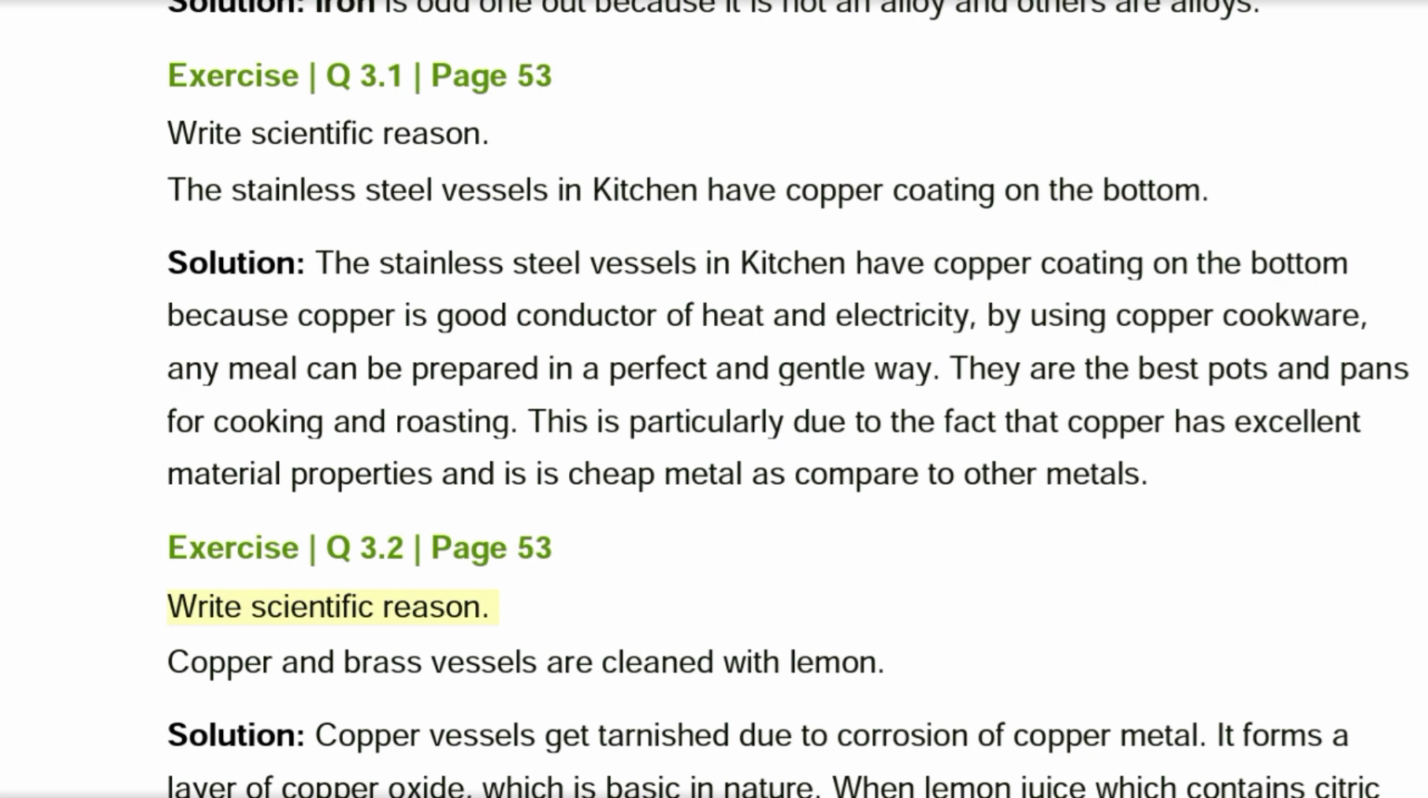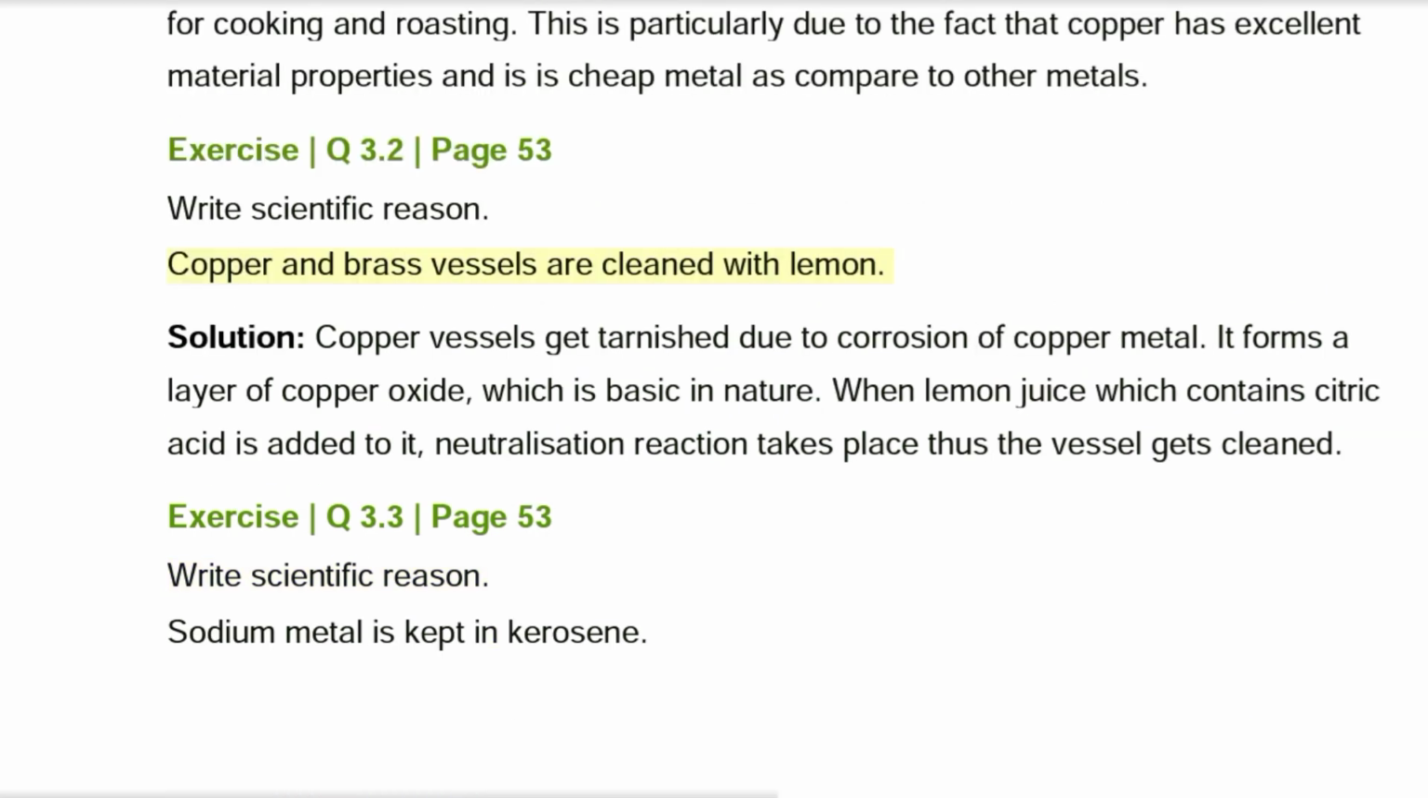Exercise Q3.2, page 53. Write scientific reason. Copper and brass vessels are cleaned with lemon. Solution. Copper vessels get tarnished due to corrosion of copper metal. It forms a layer of copper oxide, which is basic in nature. When lemon juice, which contains citric acid, is added to it, a neutralization reaction takes place, thus the vessel gets cleaned.